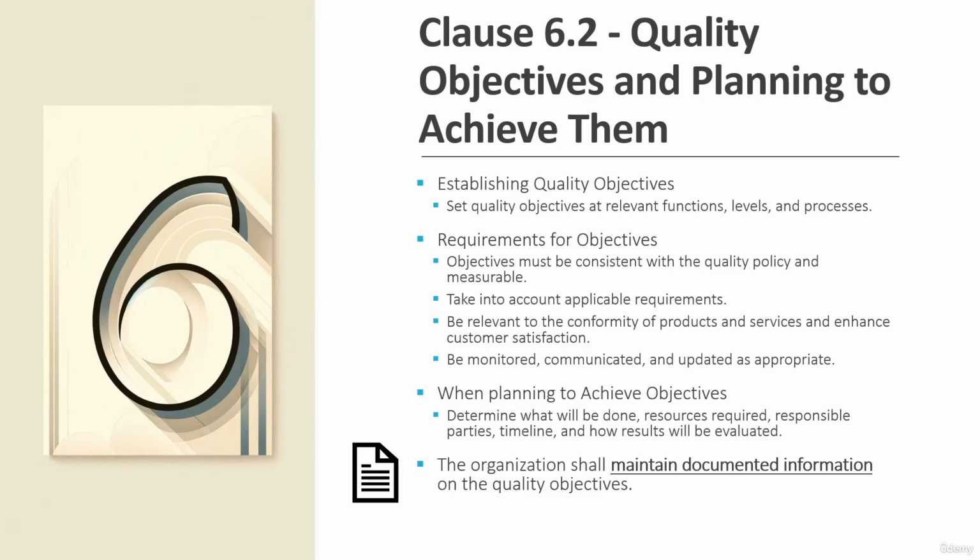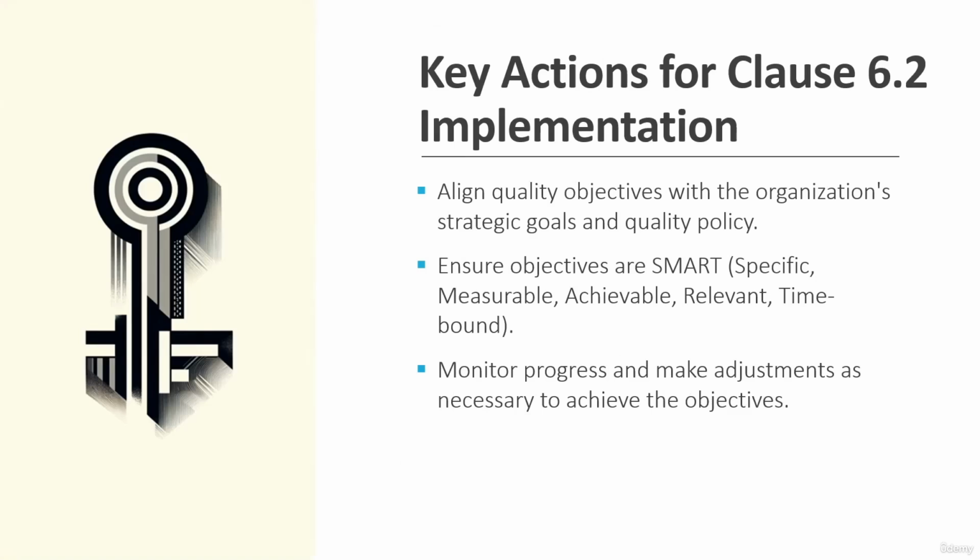This is also one of the requirements where the company is expected to maintain documented information. So you need to list down what your objectives are, and maintain that documented information as a part of your quality management system. Now coming to the key actions, and obviously we have already talked about many of these key actions, that you need to set up your quality objectives.